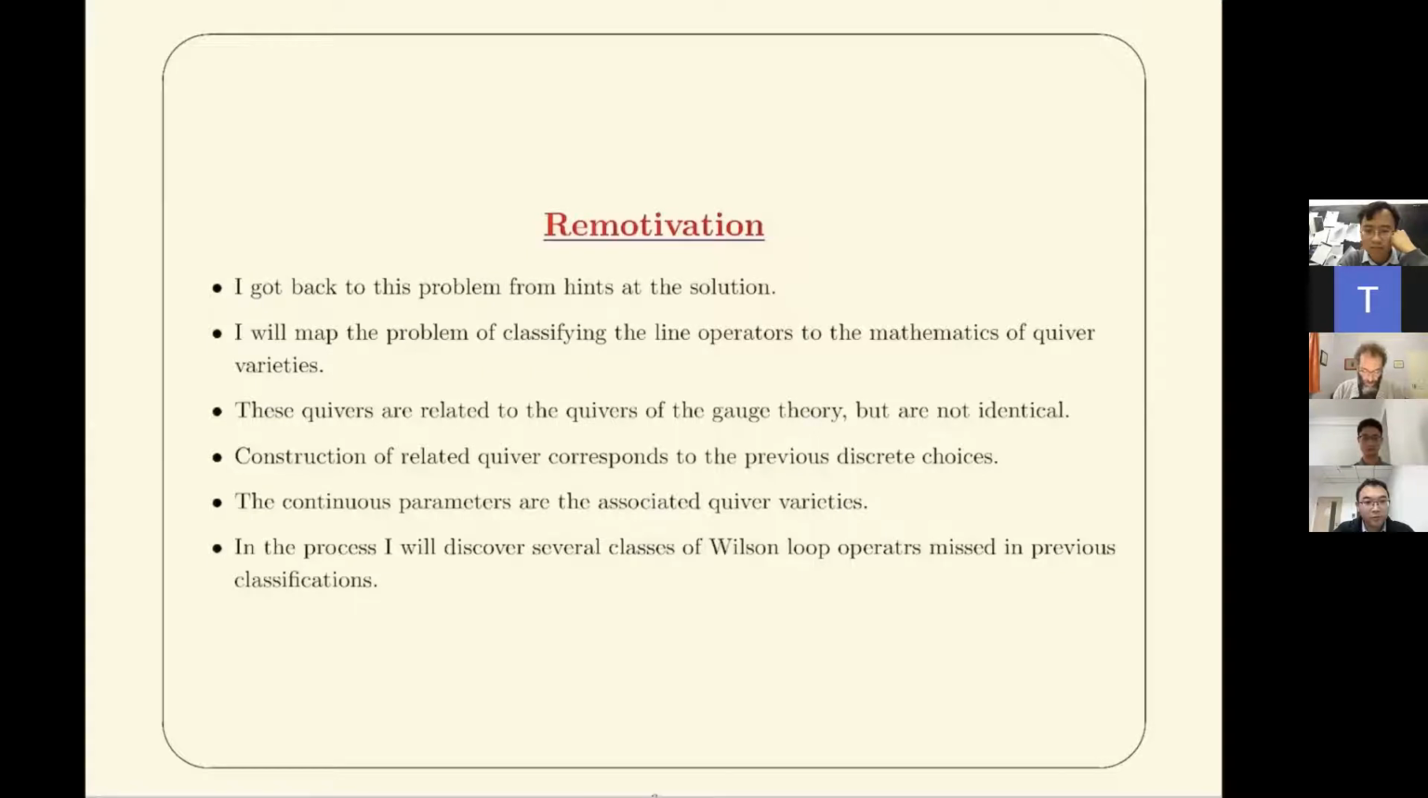So what I realized was that I can map this problem of classification to a famous problem in mathematics of quiver varieties, or Nakajima varieties. And this is what I will describe in this talk.